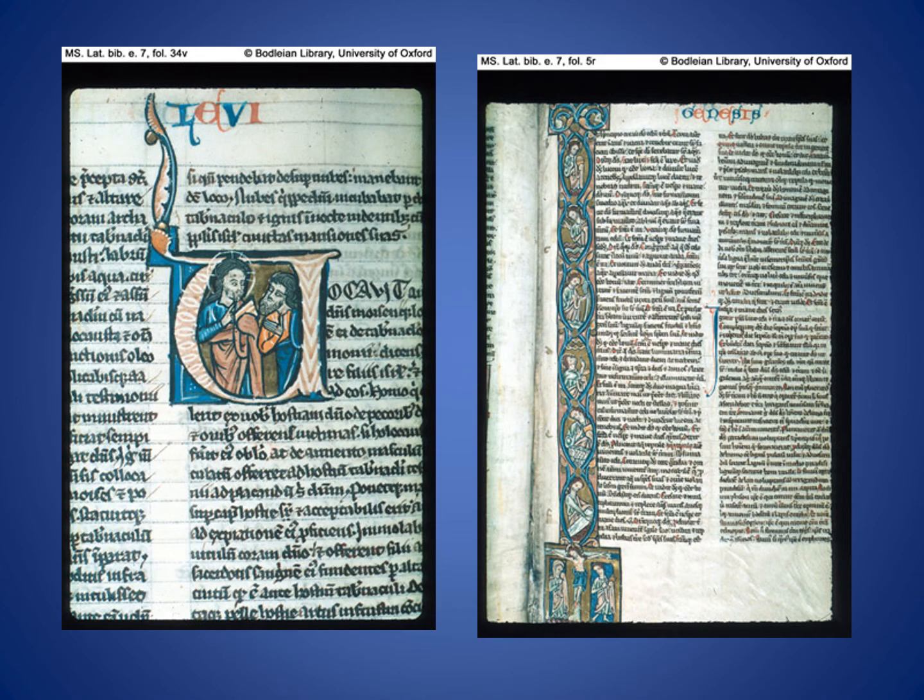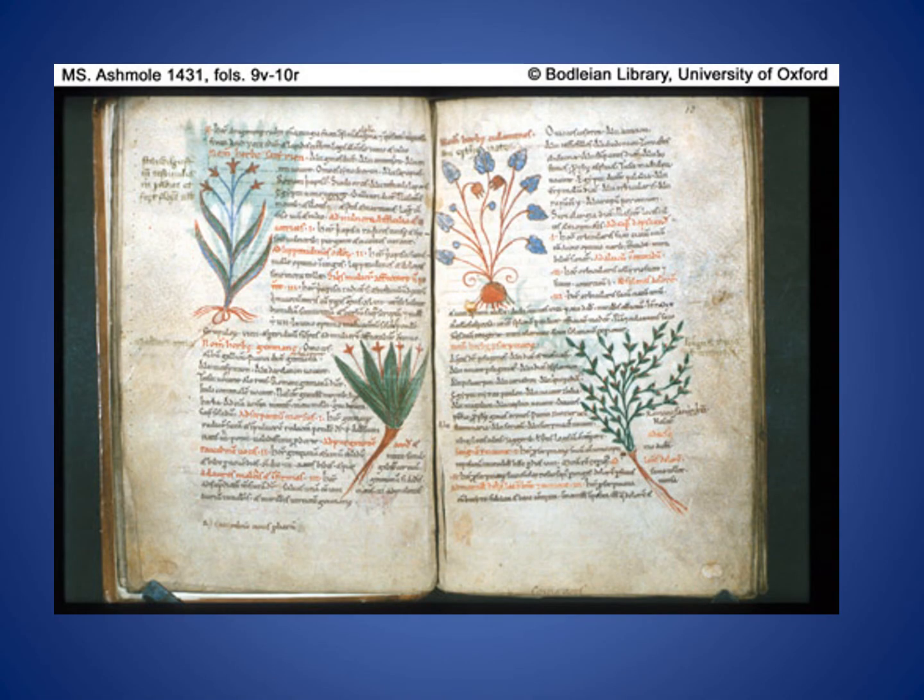They would include these illuminations or illustrations in the text. So when they start a new paragraph, that first capitalized letter, they would stick a picture there. This page shows plants and what they might be used for. So again, trying to catalog knowledge of the Greeks and the Romans and preserve it in their libraries.